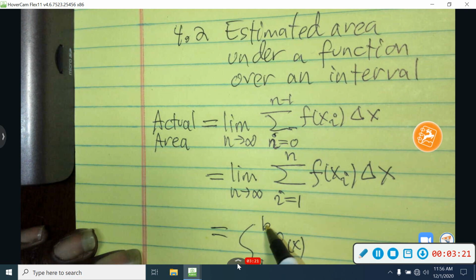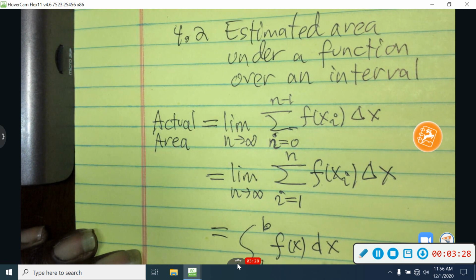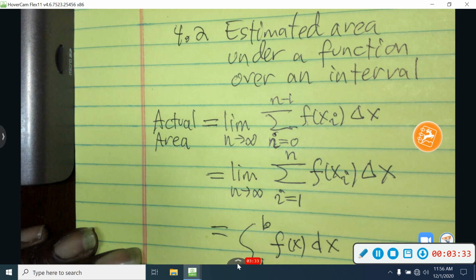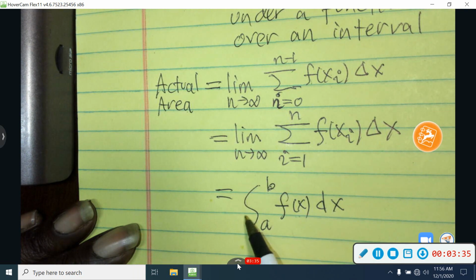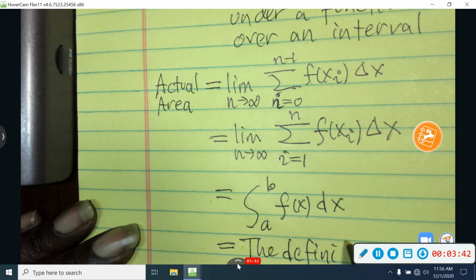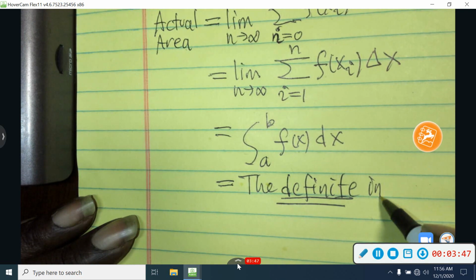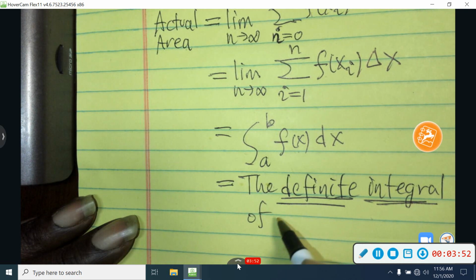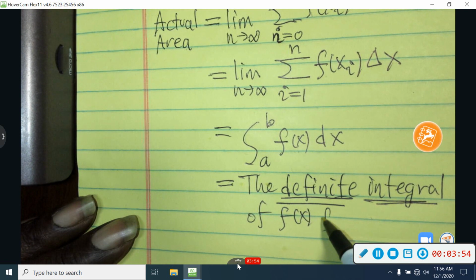You put an s-like figure, the two endpoints on the top and bottom, your function, and a dx. So instead of writing this, or even saying the actual area, we could say this. They all mean the same thing. And now the verbal name, it's called the definite integral. We said all this last time, just reminding you. Of f from a to b.